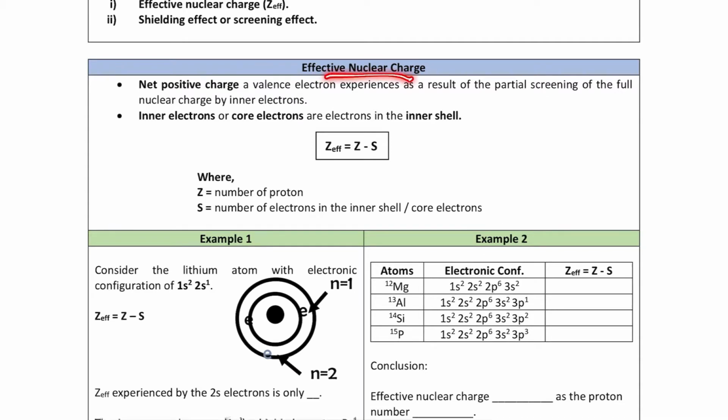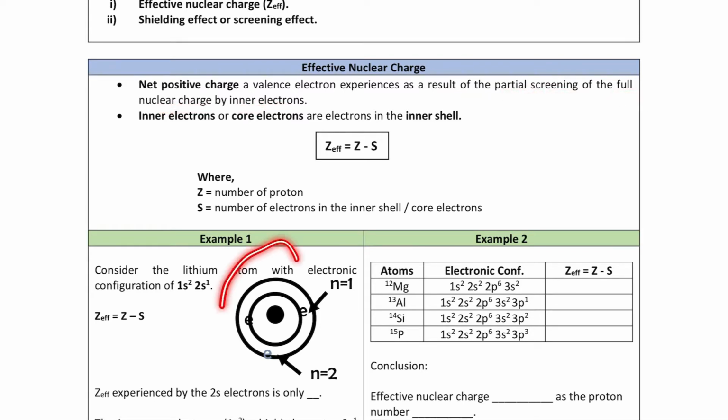Okay, so what is effective nuclear charge? It's the net positive charge a valence electron experiences as a result of partial screening effect of the full nuclear charge by inner electrons. Okay, so effective nuclear charge ni adalah charge positif yang dirasai oleh valence electron. Ingat lagi, valence electron ni elektron yang berada di shell yang paling luar. Okay, as a result of partial screening of the full nuclear charge by inner electrons.